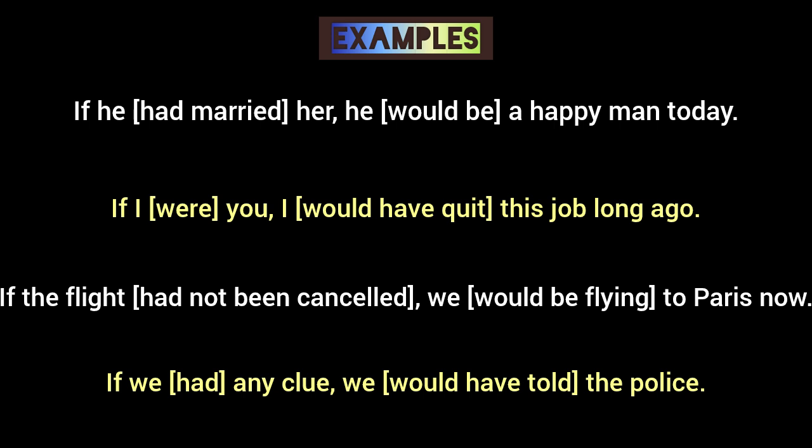If we had any clue, we would have told the police. We see that the if clause has a simple past tense verb had and not a past perfect tense verb. This shows that it's an imaginary or hypothetical condition of the present or future time which is very unlikely to come true. But the result in the principal clause clearly relates to the past time, would have told the police. This verb structure or verb form is used in type 3 conditional sentences. So once again we have a mixed conditional sentence here.